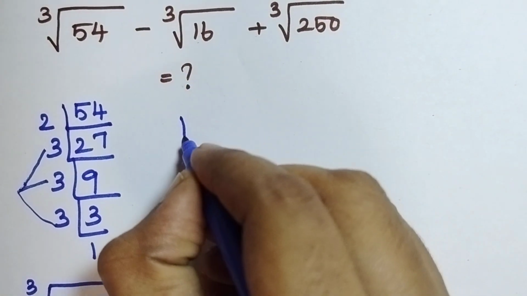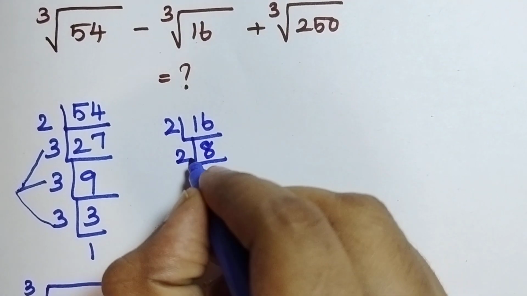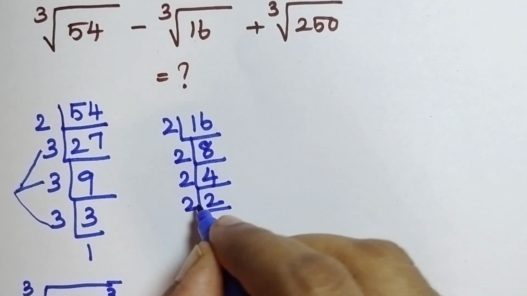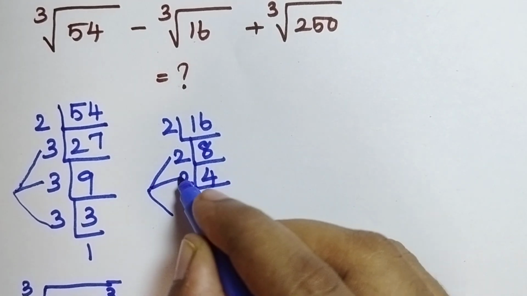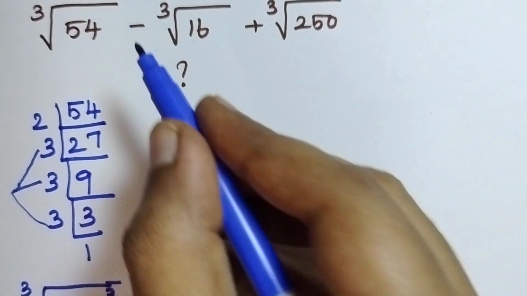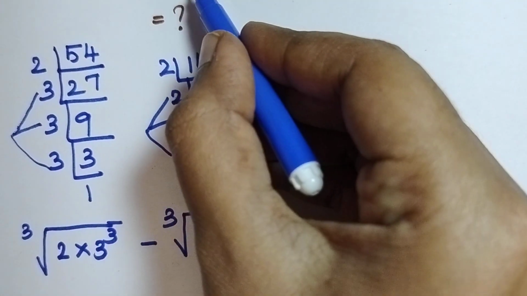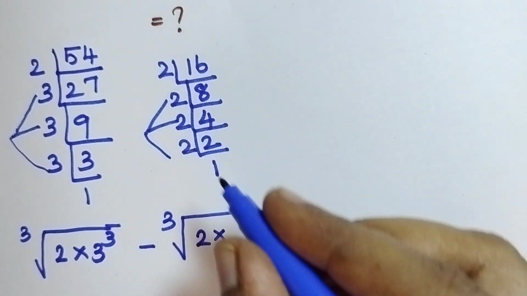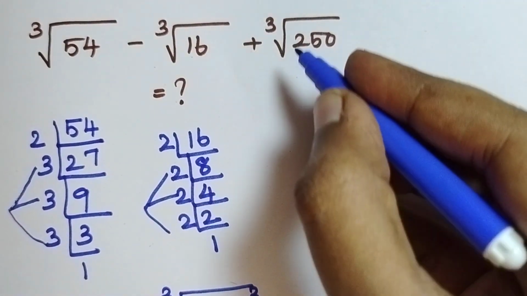Another number is 16: 2 8s are 16, 2 4s are 8, 2 2s are 4, 2 1s are 2. If we see here, how many cube numbers are there? 2 cube is there, into 2. So here in the question there is a minus, so I am going to use that minus here, and again take the cube root. Instead of 16, what am I going to write? 2 into 2 cube.